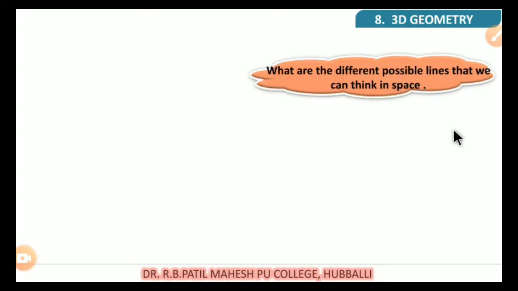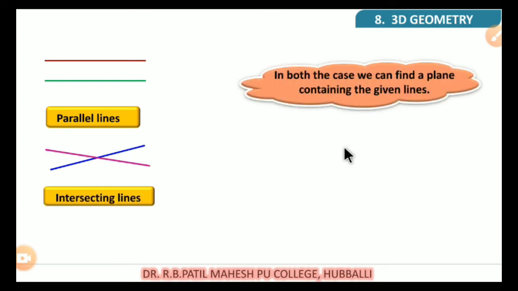Before that, first I give the meaning for skew lines. What are the different possible lines that we can think in the space? See here. Consider two lines. So these are known as parallel lines because these two lines are parallel to each other on the plane. And similarly, another type of lines here, both are intersecting. So these are known as intersecting lines.